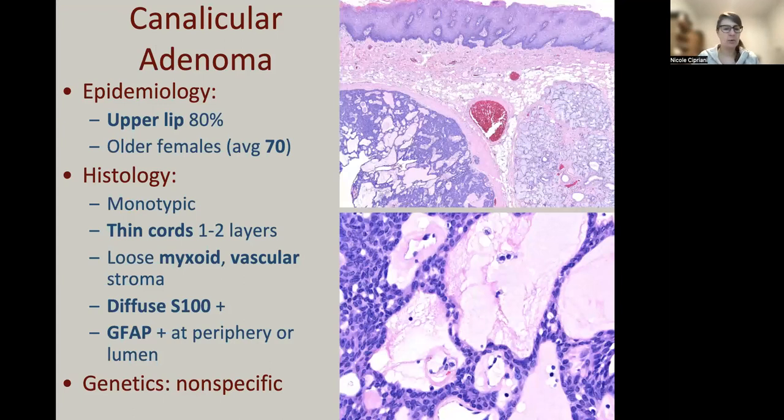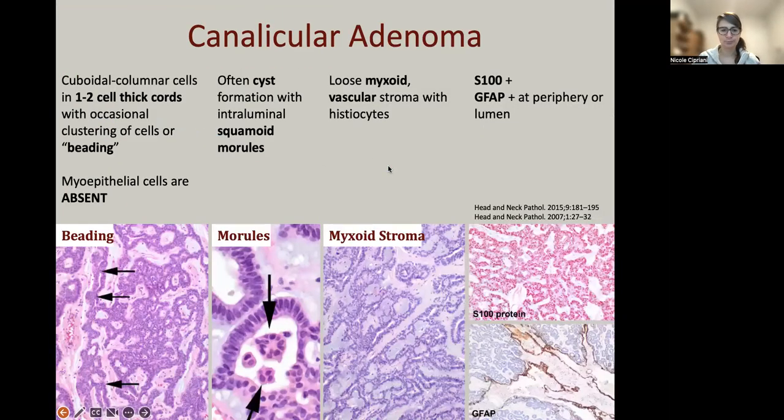Canalicular adenoma is a rare one that we see, but is very clinically selected to mostly the upper lip, mostly of older females. This is considered a monotypic tumor with these very thin cords of cells and this background myxoid material. No known genetics in these, but very, very characteristic clinical pathologic correlation here.